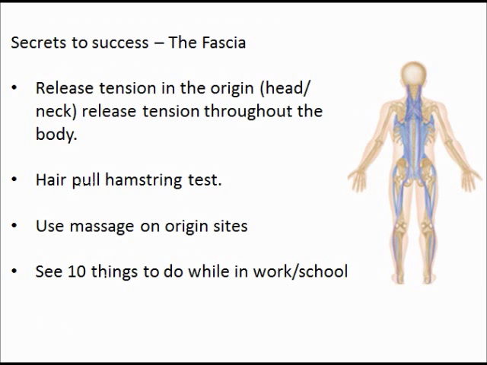So the key to what we're trying to do is to release the tension. The reason the fascia origins are important is that most of the fascia starts on your head, basically. We've got different chains, and they all start on your head in some way, whether it's the top of the head, the side of your neck, or your jaw muscles. They're starting around the head. And the idea is if you release the tension up there, it will release the tension throughout the body.